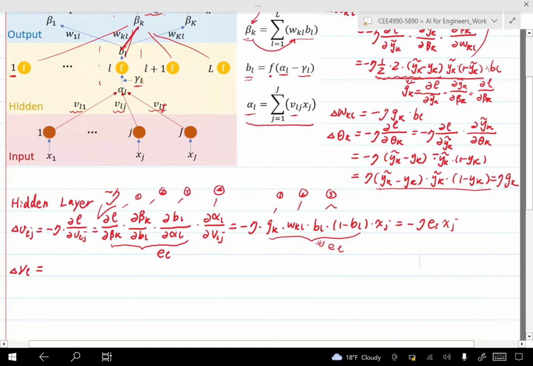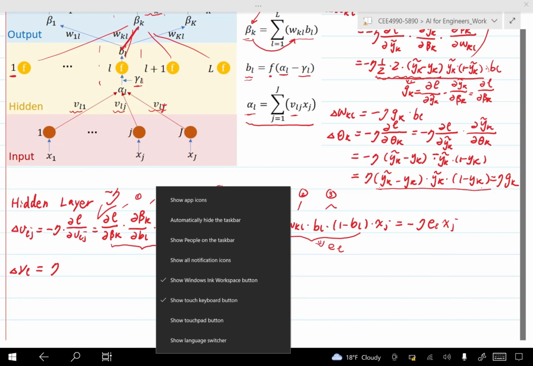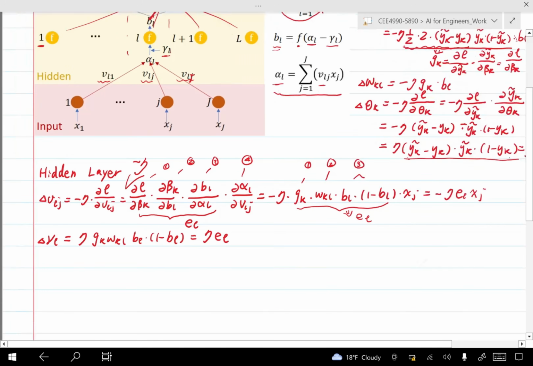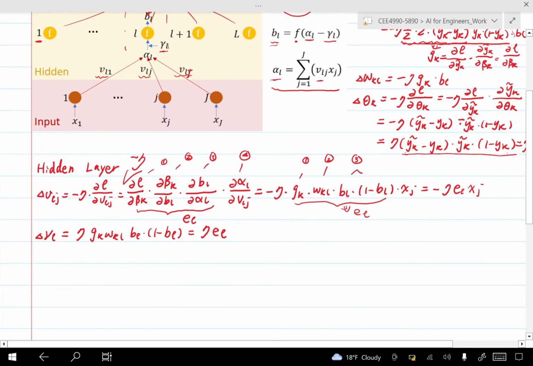So here we would have the same thing. We equal to first the sign change from positive to negative. Then we write down G_K, W_KL, B_L times 1 minus B_L, and that just equals the E sub L. So that is how to do a backward pass for a 3-layer perceptron. You can see that it's not difficult. Now with such information, you should be able to develop your own code to implement a shallow neural network.